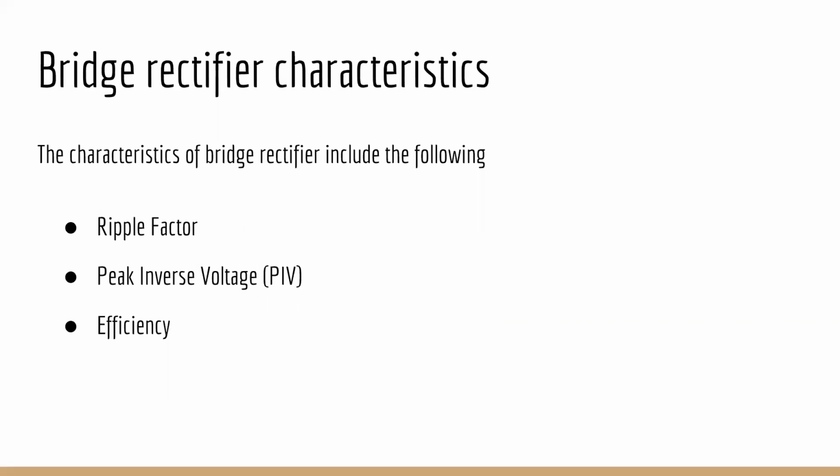Now, let's see the characteristics of bridge rectifier. The characteristics of bridge rectifier include three types. First one is ripple factor. Second is peak inverse voltage, that is PIV, and third one is efficiency. Next.